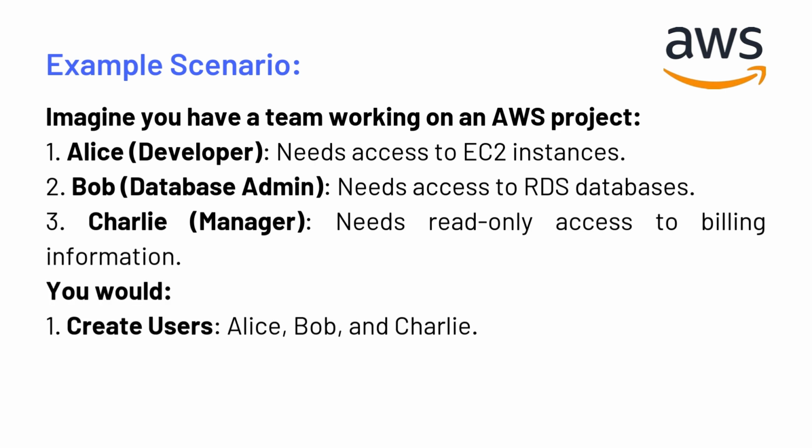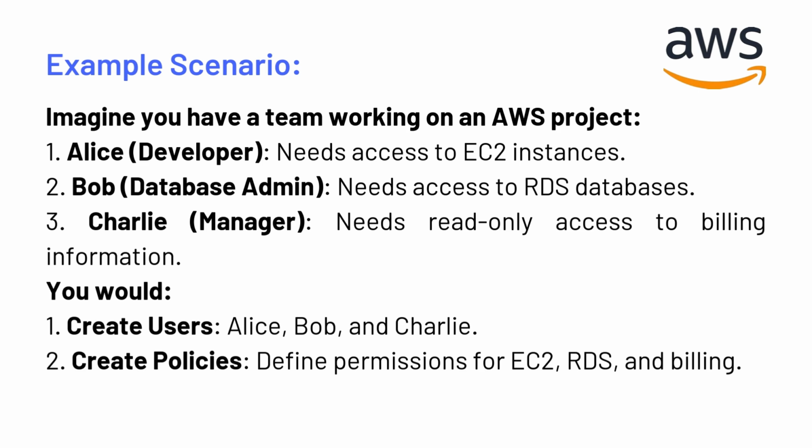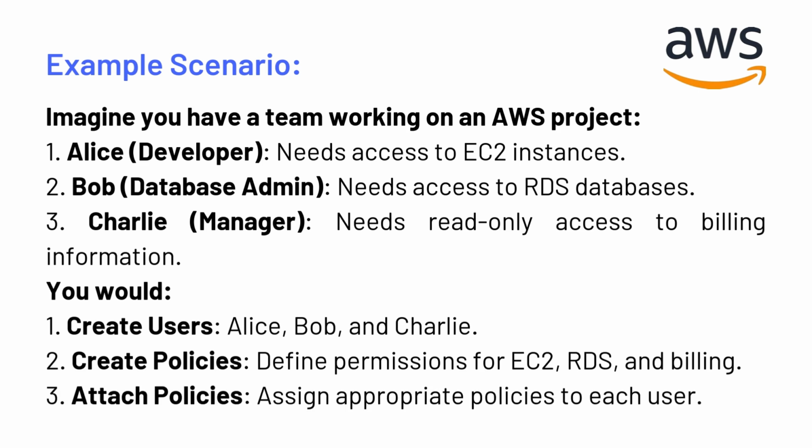You would 1. Create users, Alice, Bob, and Charlie. 2. Create policies. Define permissions for EC2, RDS, and billing. 3. Attach policies. Assign appropriate policies to each user.